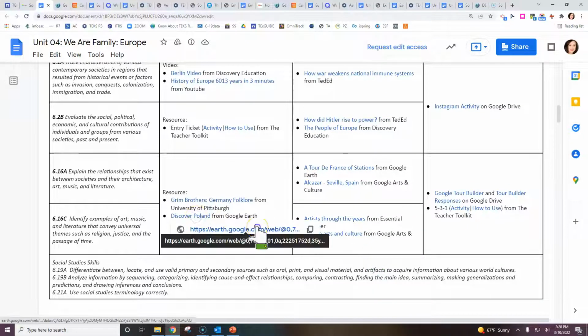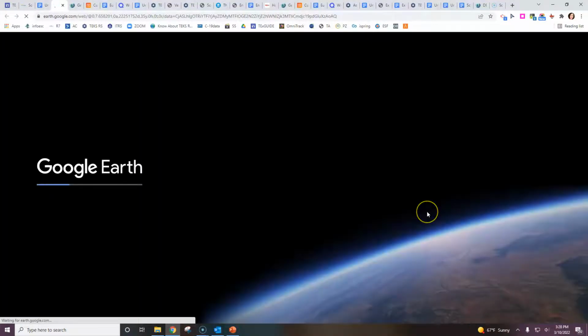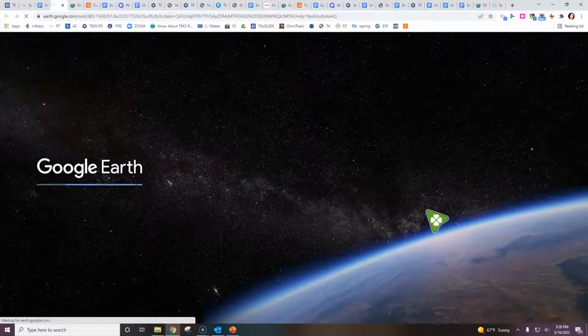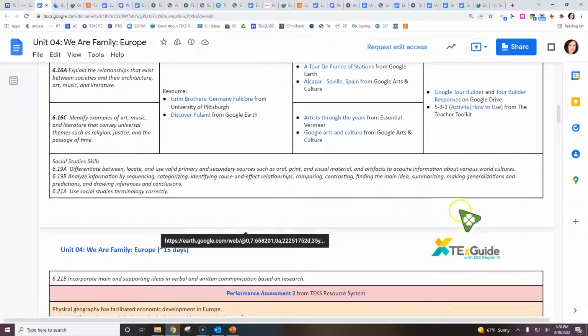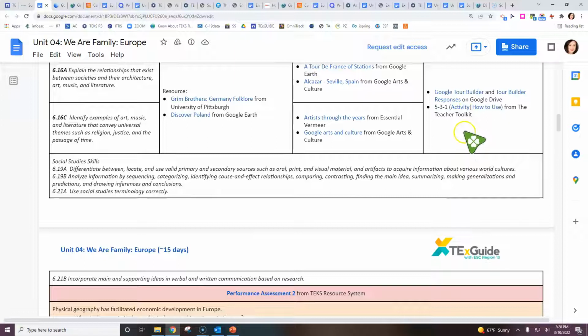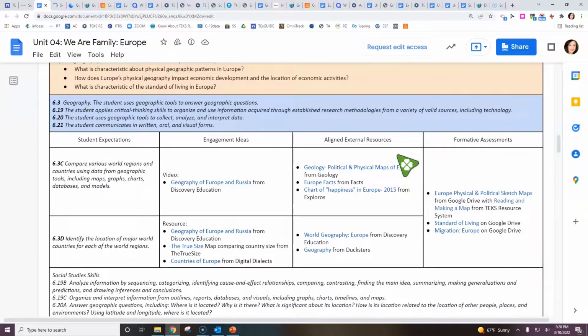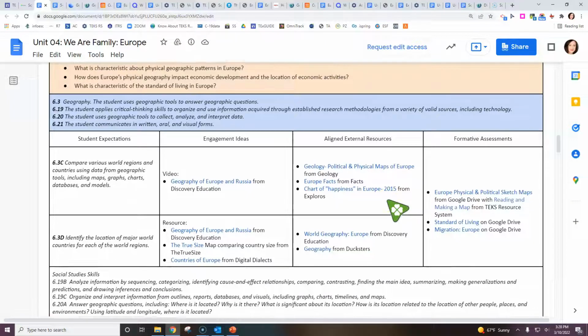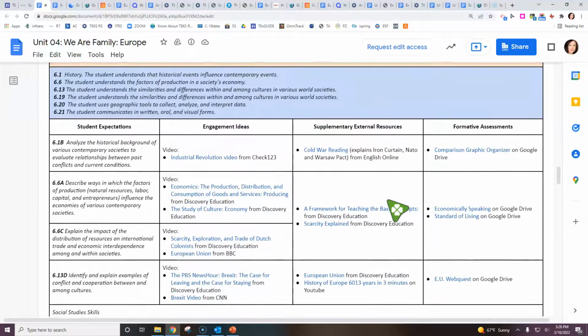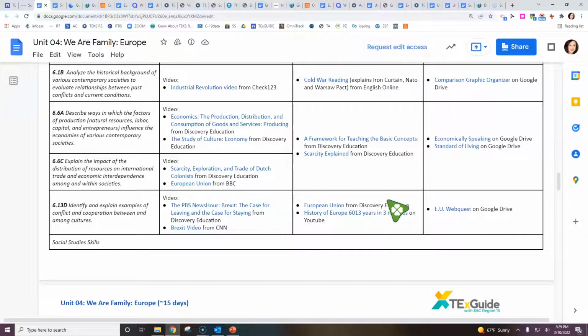I have different images to help them understand the landscape that we're talking about through Google Earth. And I have more things from the Teacher Toolkit that I can use to help my students understand what we are learning in class. So these engagement ideas and aligned external resources are excellent because they have already been vetted for alignment to the unit goals for what you are going to be studying. Look at all of these options for you.